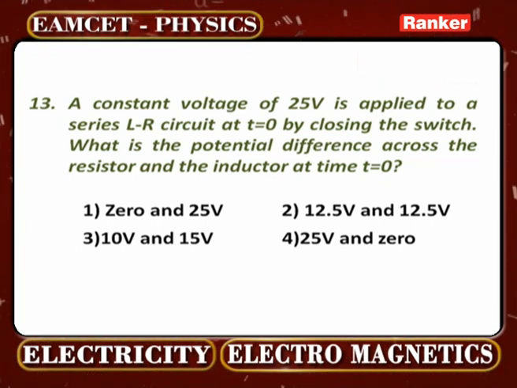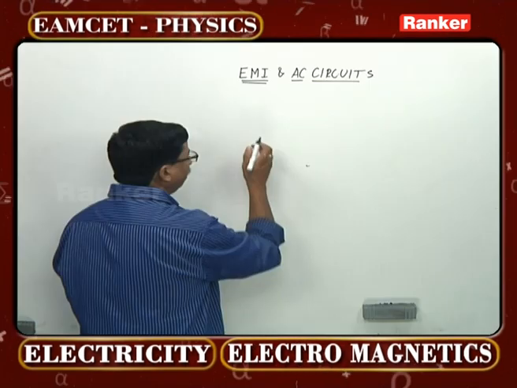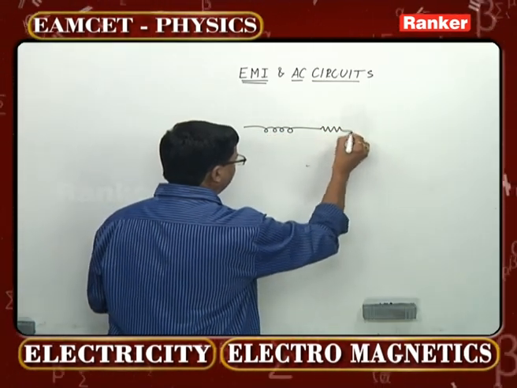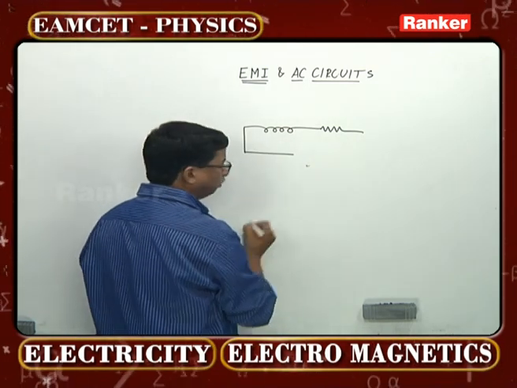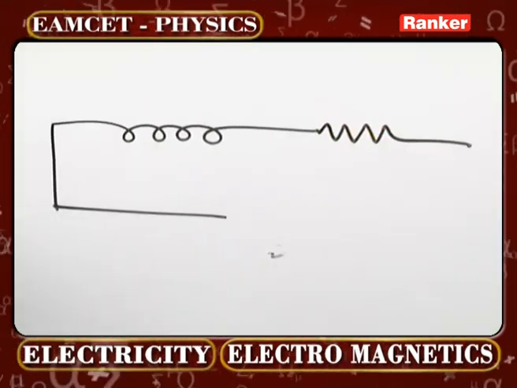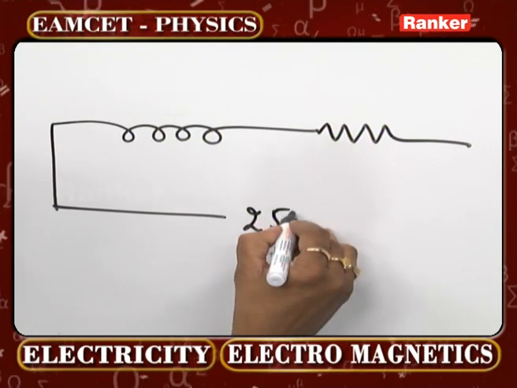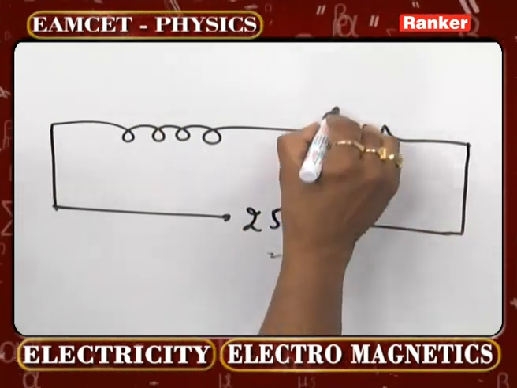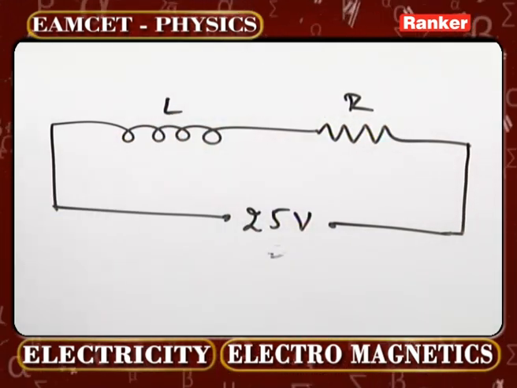That is the point you have to remember. Now, the LR circuit he is talking about. This is L, this one is R. This is actually the concept. And how much voltage has he mentioned here? 25 volt has been applied across this. That's what it is: R, this is L.